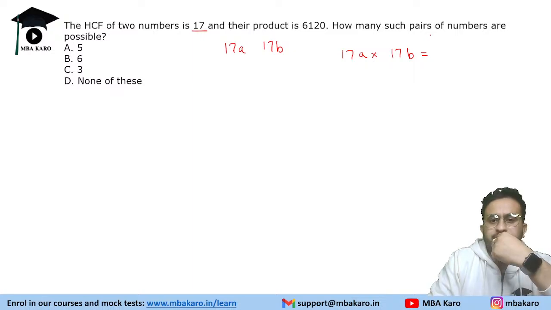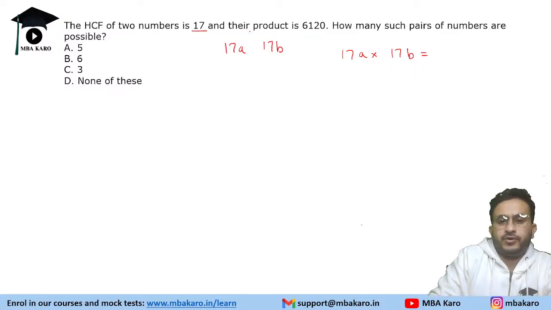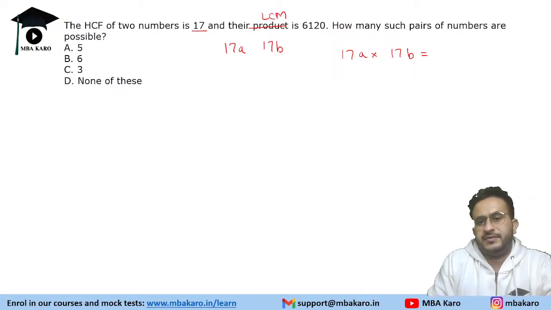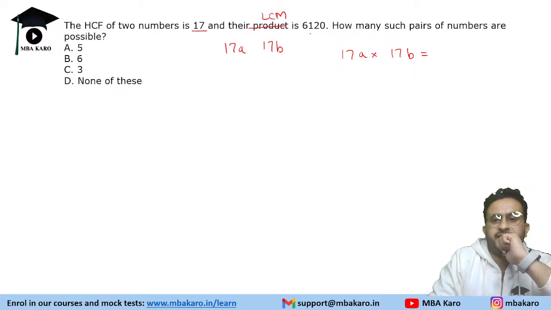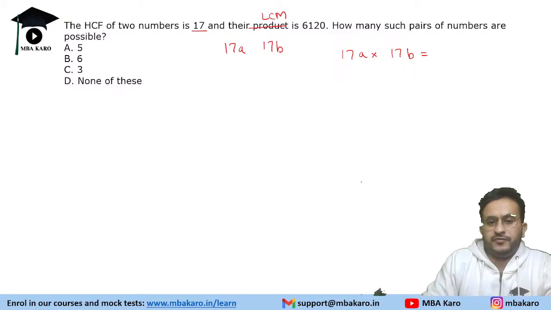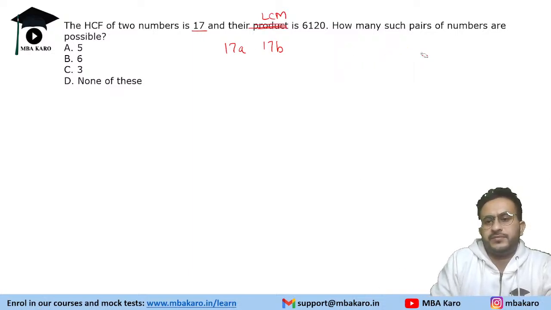Yeah, I think the question should have been LCM. Okay, it should be LCM, not the product. Sorry, LCM is 6120, because 6120 is not divisible by 289. Okay, so instead of this, LCM is 6120. Now do this.